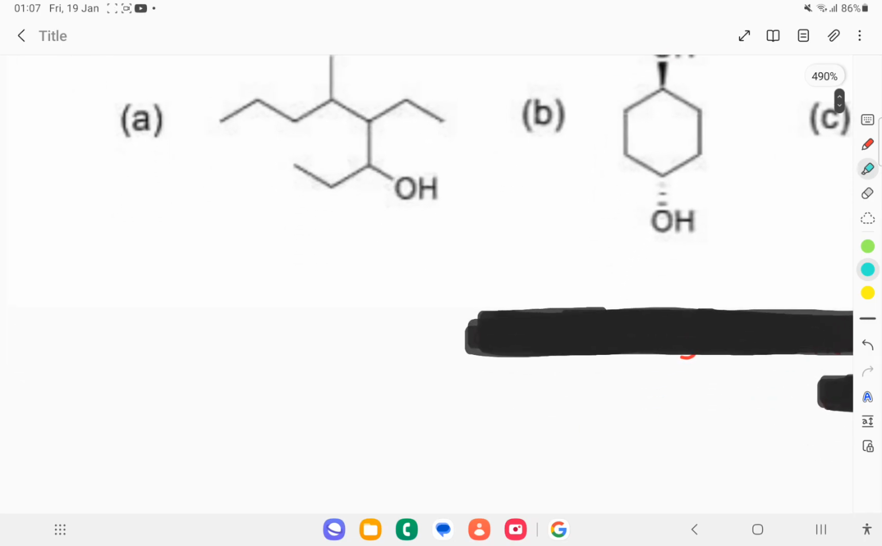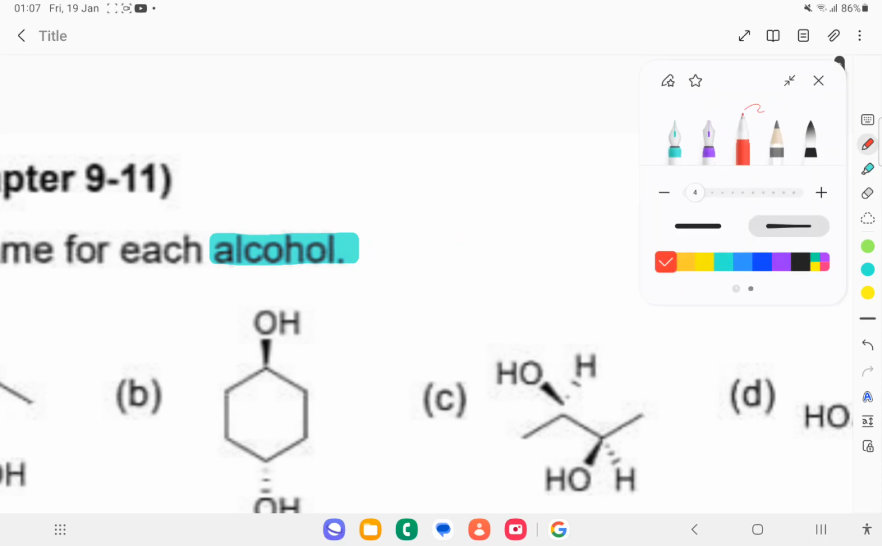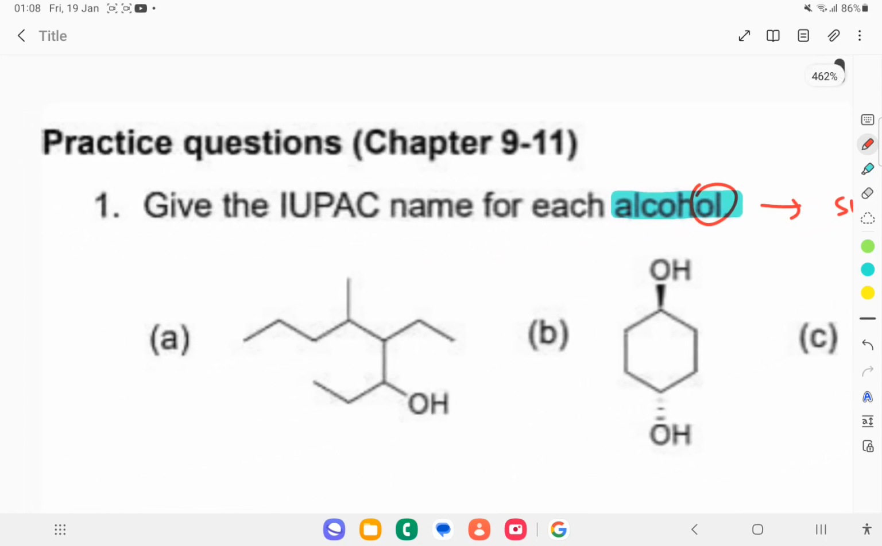So the naming of alcohol based on IUPAC nomenclature is almost the same as alkane. We only change the suffix. The suffix for alcohol will become -ol, and -ol means the alcohol.